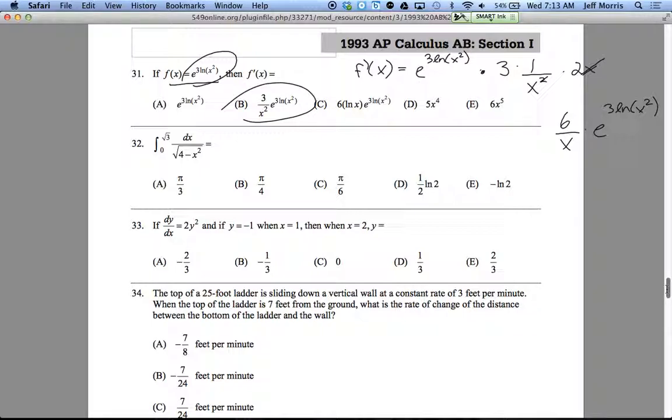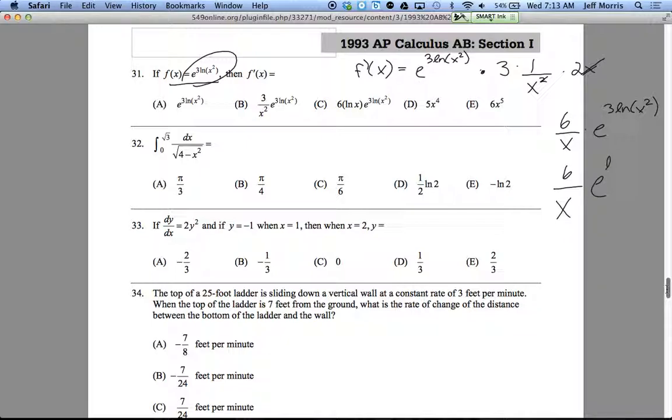Next problem. The answer is E? Oh, duh. Look at this, ln of 6 over x, I didn't even simplify. Put the monkey back in the tree.